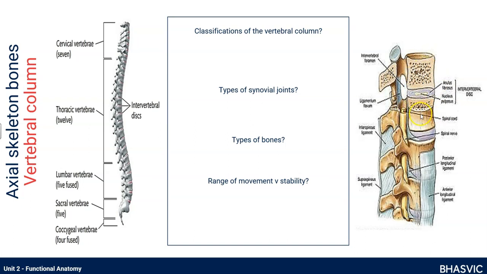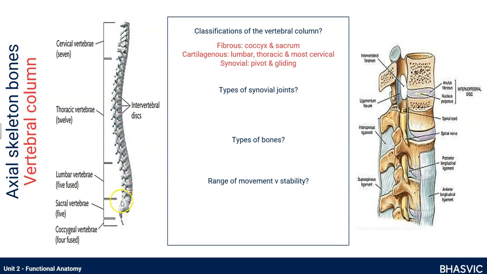Now individually, that joint doesn't allow a lot of movement. It allows a little bit of movement in any direction. But if you add that joint and that joint and that joint and that joint, all the joints of the vertebrae up, you'll appreciate that actually collectively it enables us to move a lot. Okay, so we have got all 3 classifications of joint in our vertebral column.